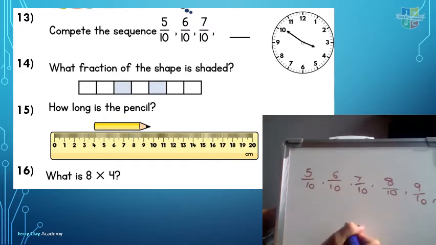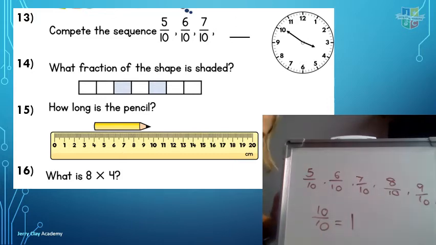And your next one after 9 tenths will be 10 tenths. But remember, 10 tenths, the numerator and the denominator are a whole. So 10 tenths is the same as 1 whole.